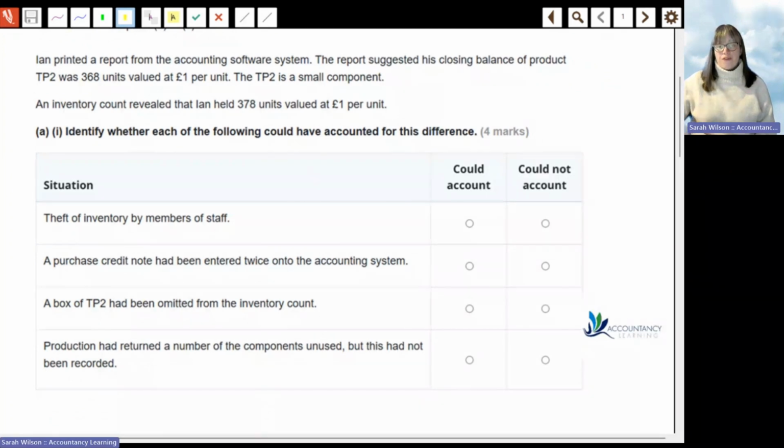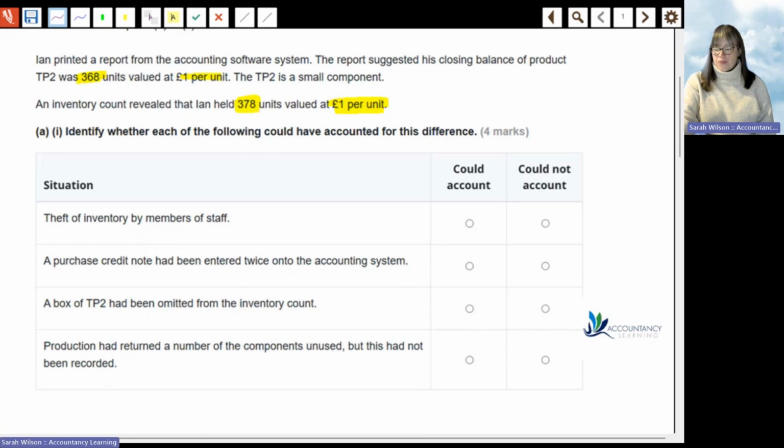Ian printed a report from the accounting software system. The report suggested his closing balance of product TP2 was 368 units, valued at £1 per unit, and we're told that TP2 is a small component. An inventory count revealed that he and Ian held 378 units, also valued at £1 per unit. So part A, identify whether each of the following could have accounted for this difference.